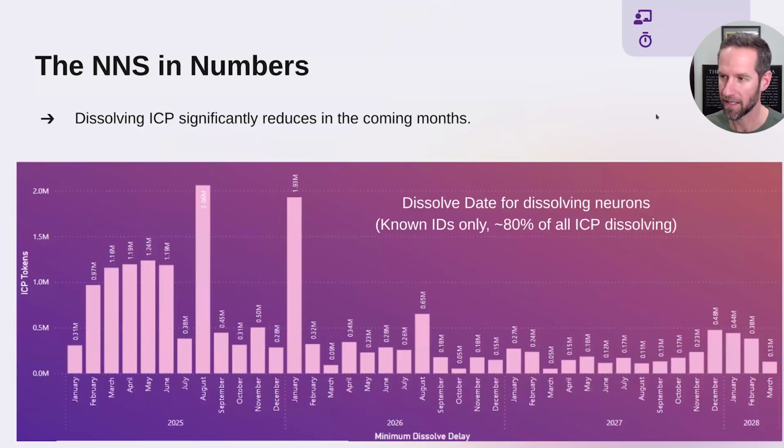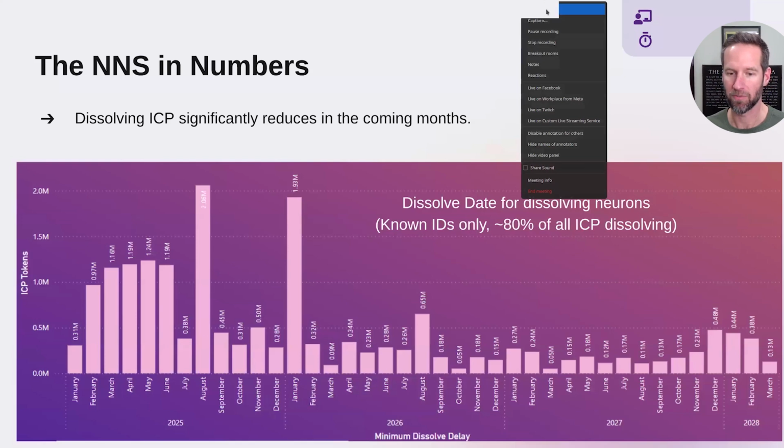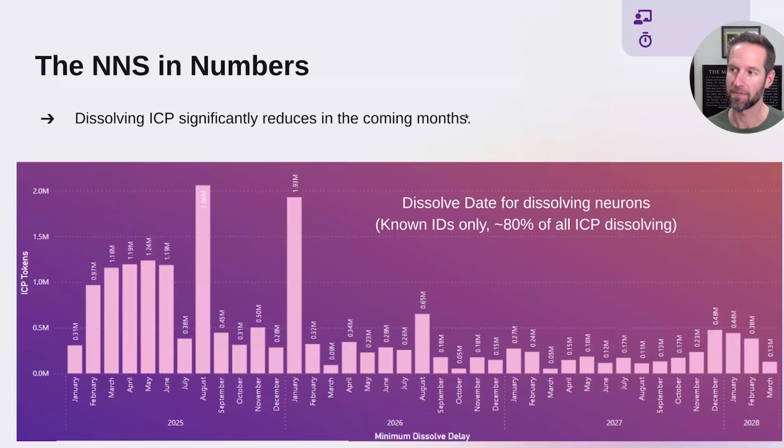One of the things I get asked a lot about is ICP that's dissolving off the NNS. This bar chart shows when ICP possibly could come off. When neuron holders have decided that they want to get their ICP out of the system, there's a dissolve process, and this just shows you the earliest month that they could possibly get it. The historical average for this has been about 3 million per month. So you can see there's a significant decline in the amount of ICP that's dissolving. And once we get past January of 2026, there's very little ICP that can come off the NNS.